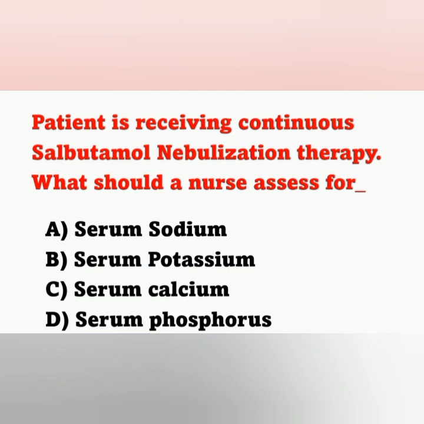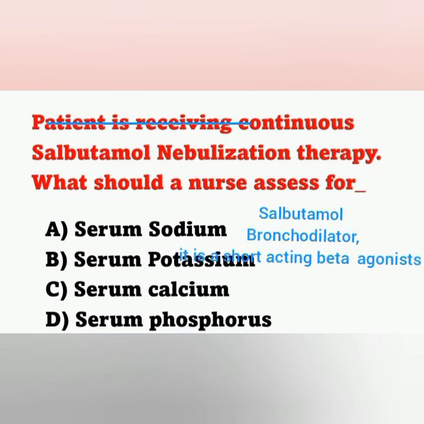First question, patient is receiving continuous salbutamol nebulization therapy. What should a nurse assess for? Option A serum sodium, option B serum potassium, option C serum calcium, option D serum phosphorus.